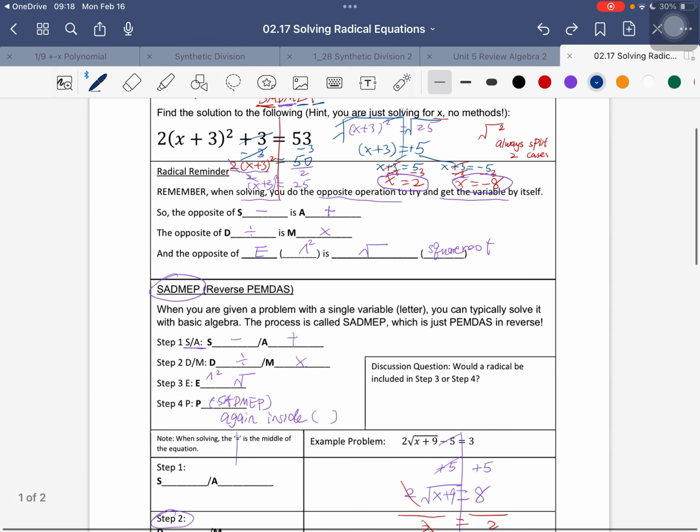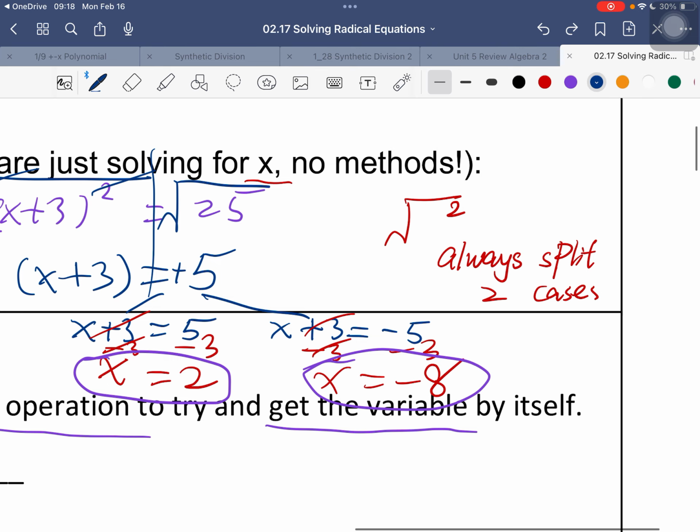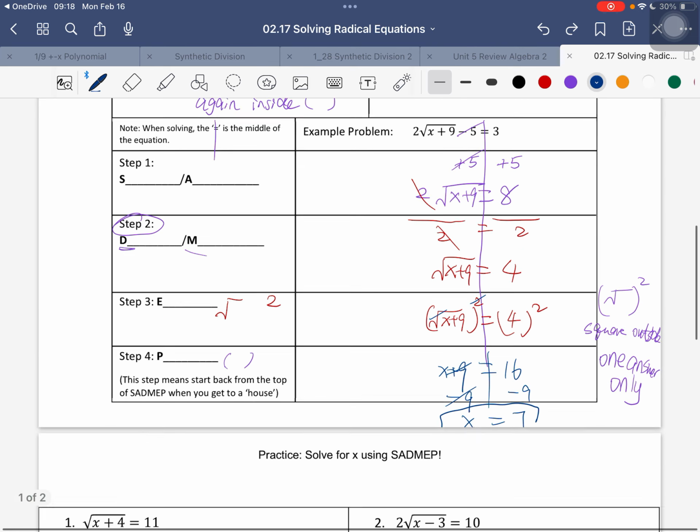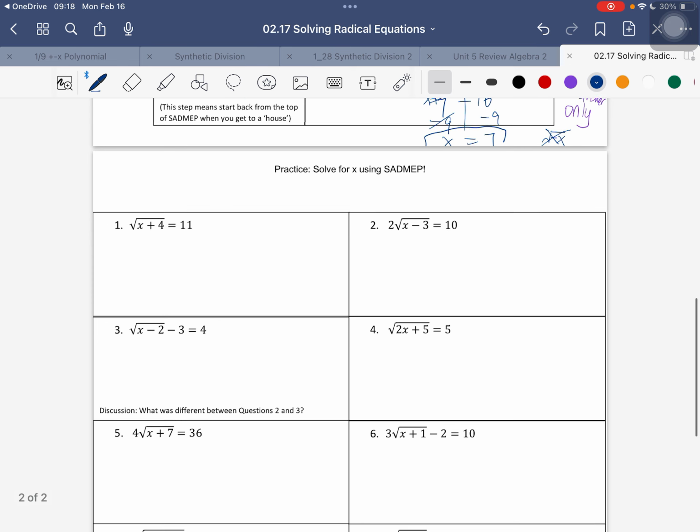Let's go back to the warm-up question. If the square is inside, always two cases. If the square root is inside, always one case. So for this unit, always one case. Because if I have a square root, I cannot have a negative number. That's wrong. Square root of a negative number will give you an imaginary number. I don't want it.